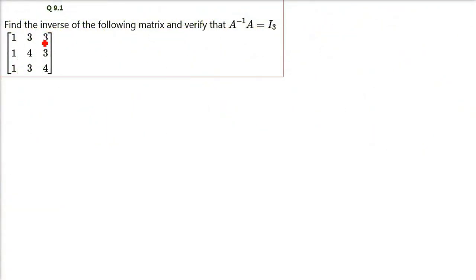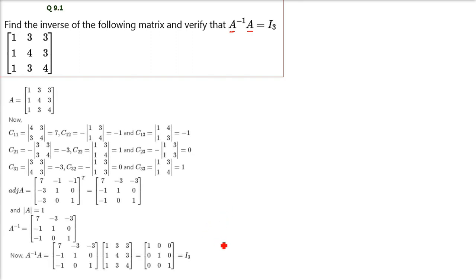Find the inverse of the following matrix and verify that A inverse into A is equal to I3. A inverse we already know how to find out, and when we multiply it by A, we should get I3. I3 is nothing but the 3 by 3 identity matrix. That means we have 3 rows and 3 columns, and in the diagonal it will only be 1, else it will be 0.